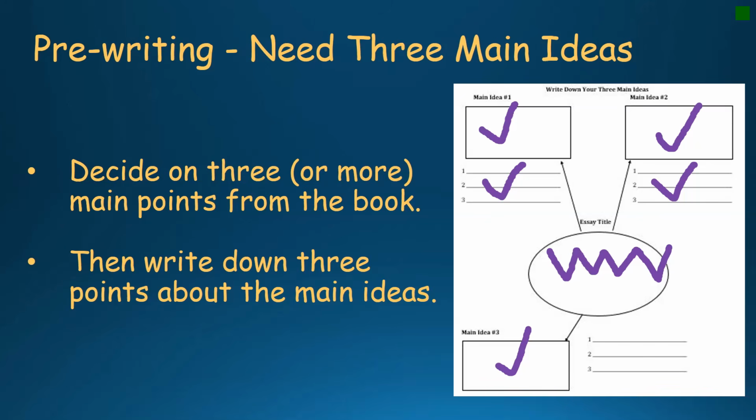Okay? So in this step of the writing process, we are going to add a title. We're going to have 3 main ideas. And then for each of those main ideas, we're going to have 3 points about those main ideas.